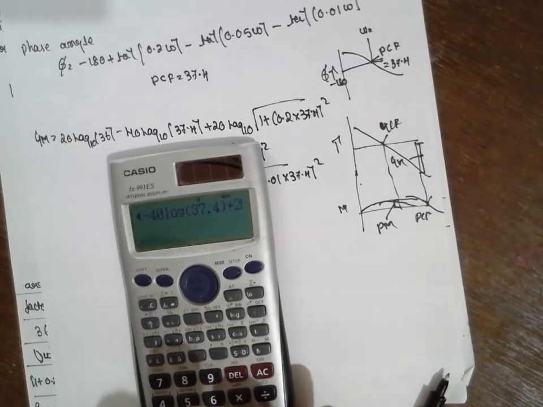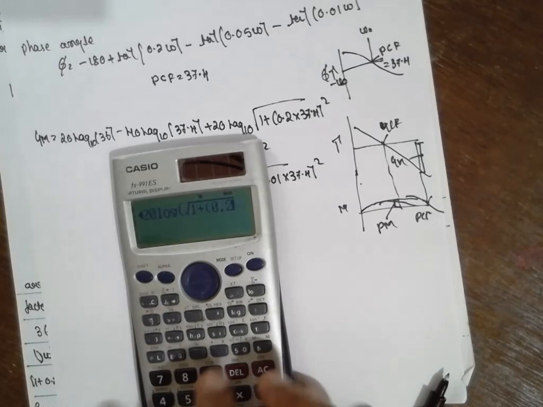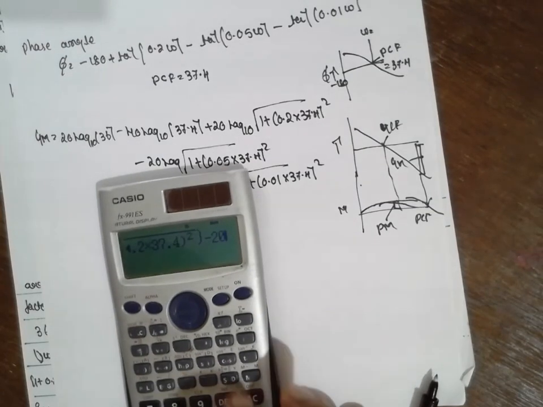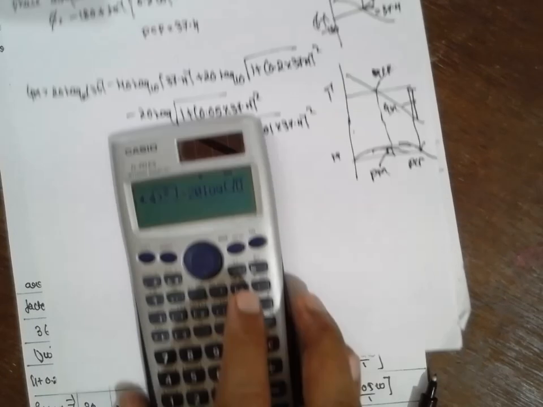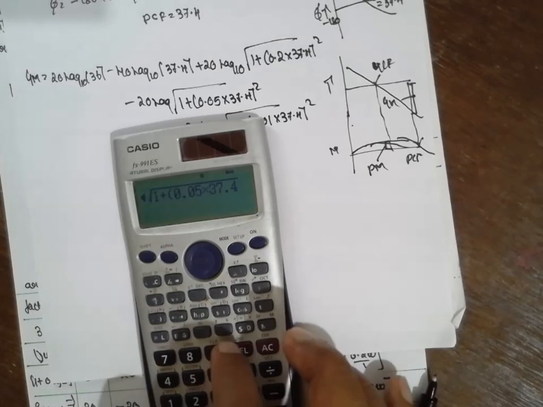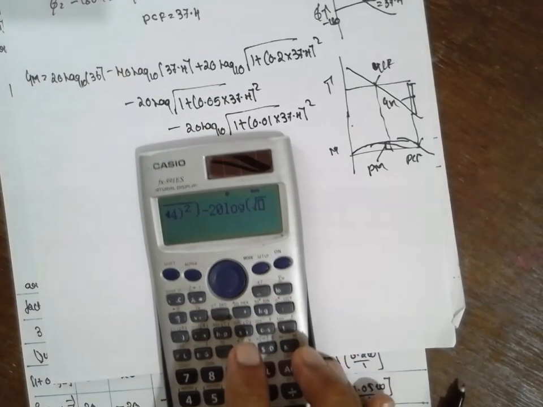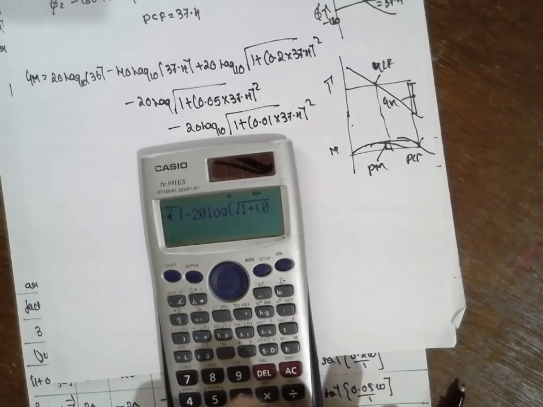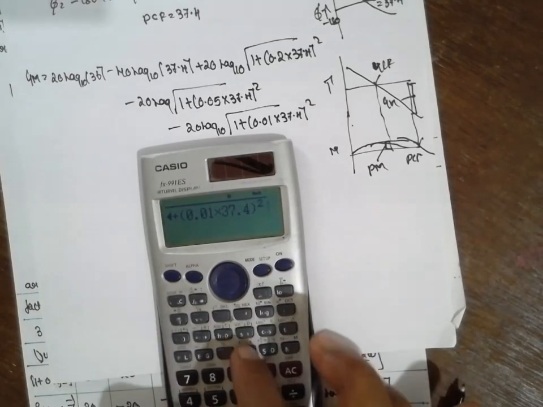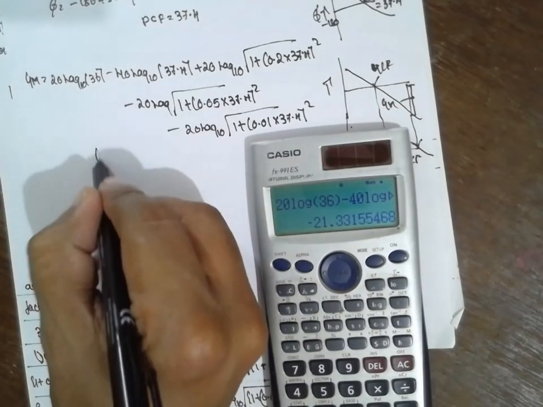Log 36 minus 40 log 37.4 plus 20 log root 1 plus 0.2 into 37.4 whole square, close the bracket, minus 20 log root 1 plus 0.05 into 37.4 whole square, close the bracket, minus 20 log root 1 plus 0.01 into 37.4 whole square, close the bracket.